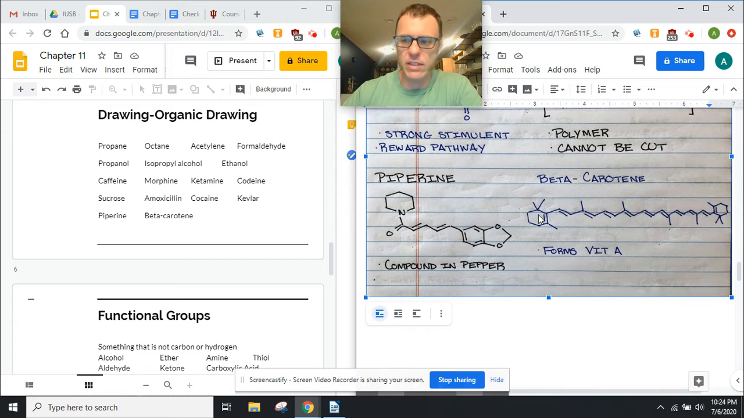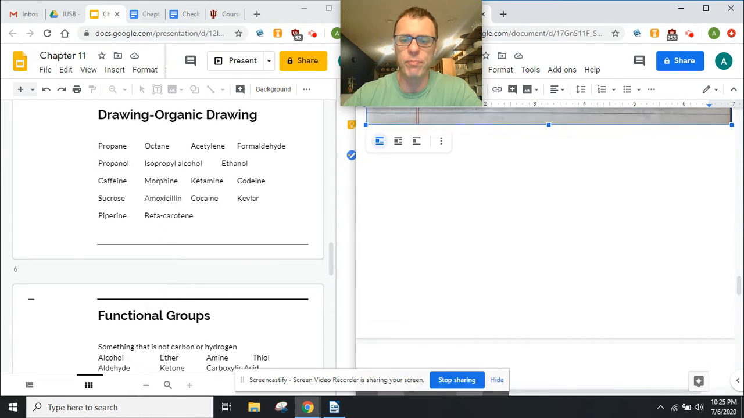And then beta carotene is actually pretty long. It forms vitamin A. And so you can see it's a pretty big compound. We're going to be working with some larger ones like this. This is strictly just carbon and hydrogen, and that's it. This would be considered an alkene because you can see there are double bonds in there.